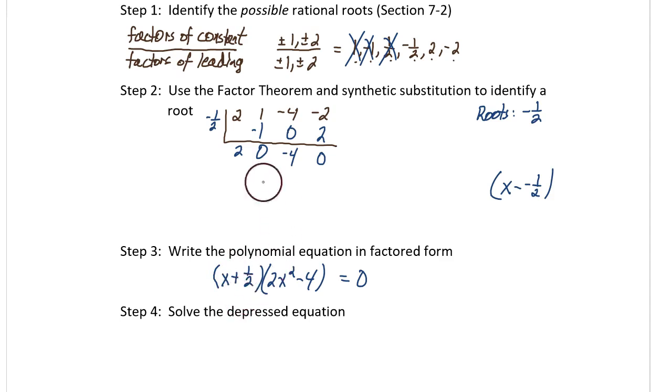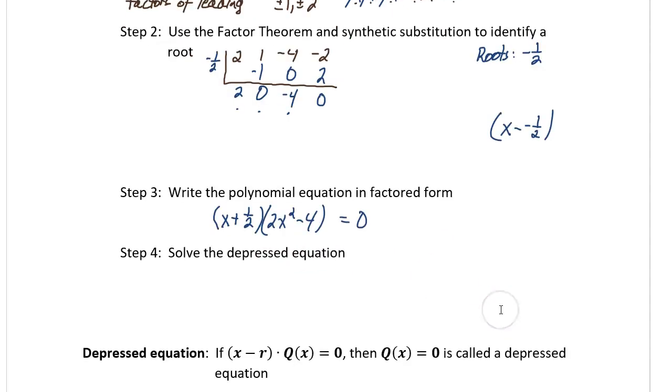The other thing we know is that these numbers that we get when doing synthetic division all have meaning. This last number is the remainder, this is the constant, this is the coefficient of x, and this is the coefficient of x squared. So from these three numbers, we can write 2x squared minus 4.